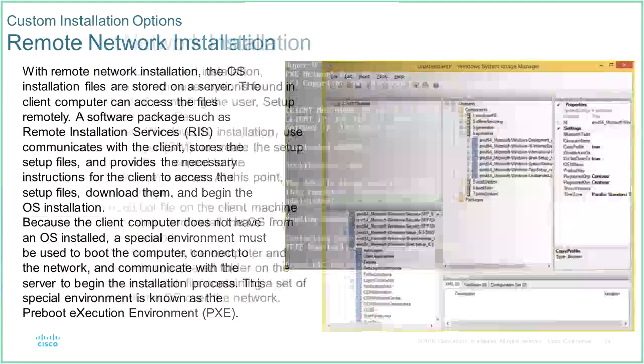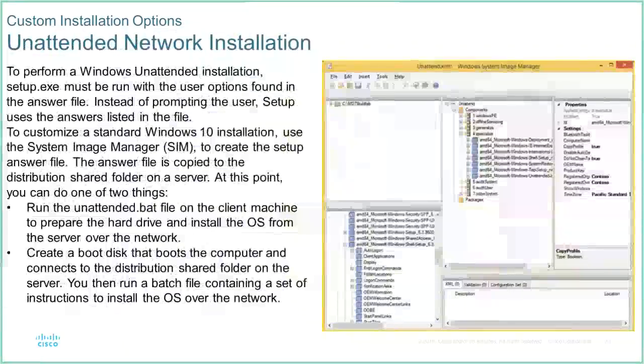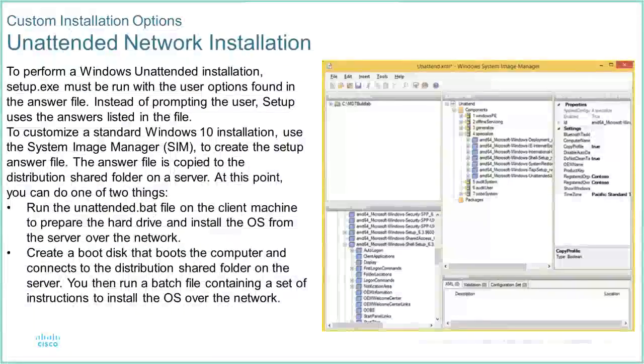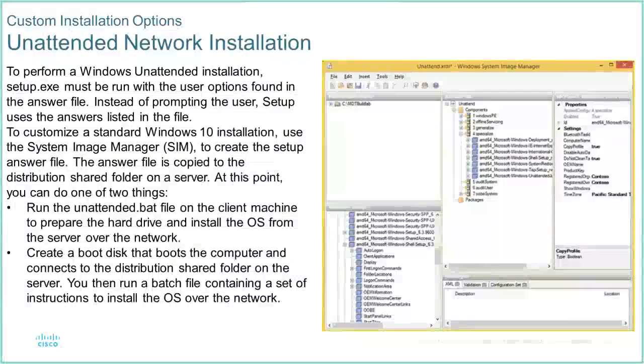When you're doing unattended network installations, you basically create your script, if you like, and then you run that, and it runs the installation from the script. Within the script, you tell it all the answers to the prompts that would normally come up during the installation process.